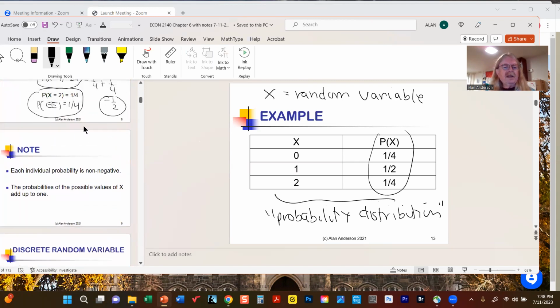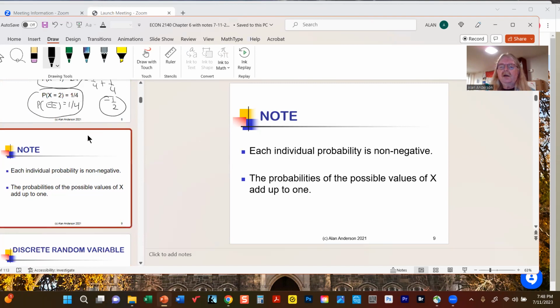Now, one thing we want to point out here, though, is that all of the probabilities that we see must be non-negative. In other words, no probability can be negative. The probability of any event, A, let's say, is at least 0.